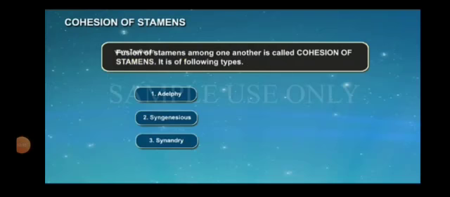Now we will see the first type, cohesion of stamen. What is cohesion? Fusion of stamens among one another is called cohesion. That means stamens are united, stamens are going to fuse together. Then this condition is called cohesion of stamens, and it is of the following types. This cohesion may be of three types: one is the Adelphy, second is the syngenesis condition, and third is the synandry. One by one we will see the cohesion of stamen.